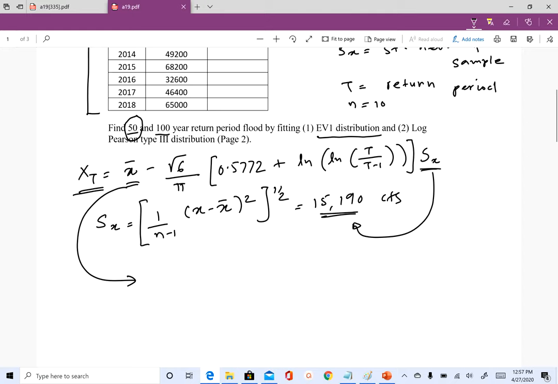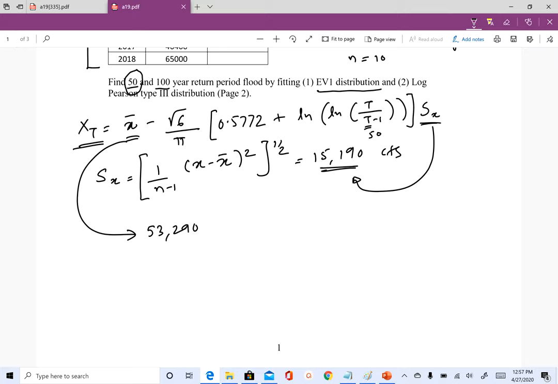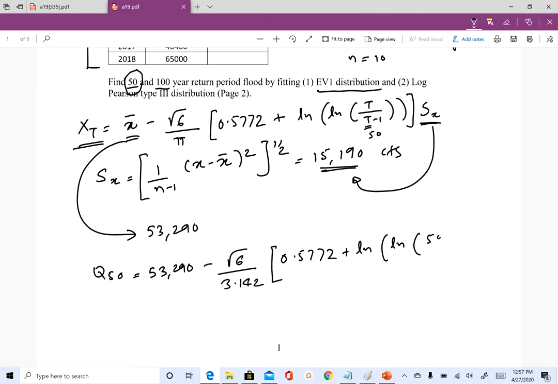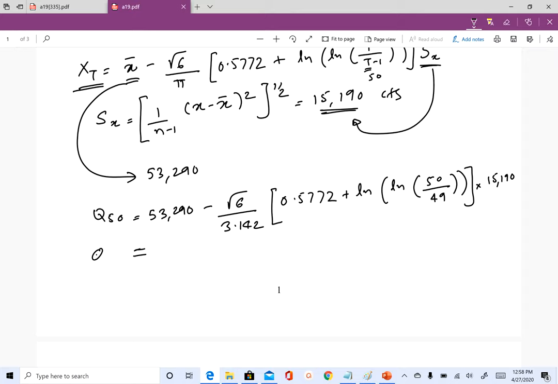Okay, so once you have these two numbers, SX will be this, and X bar will be 53,290, and T is 50 for the first return period. So Q50 is going to be 53,290 minus square root of 6 divided by pi, 3.142, times 0.5772 plus natural log, so just remember that, of T over T minus 1. So T is 50, and 50 minus 1 is 49, and then you multiply this whole part by 15,190. So you do all this, and the answer that I got was 92,663 CFS, and you really don't need to worry about the decimal places here, so I have rounded the number.